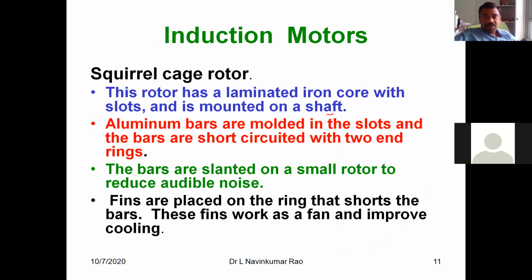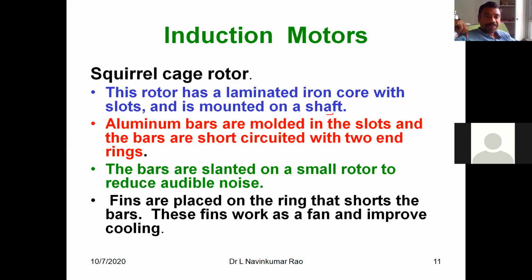Then you can see the squirrel cage rotor. We have studied 2 types of rotor, squirrel cage rotor and phase wound rotor. In the squirrel cage rotor, the rotor has a laminated iron core with slots and it is mounted on the shaft. Aluminum bars are molded in the slot. We have already discussed this in the last class. In the rotor there are bars, rods, mounted in a slot. The bars are short circuited with 2 end rings. The end part is short circuited. The bars are slanted on the small rotor to reduce the audible noise.